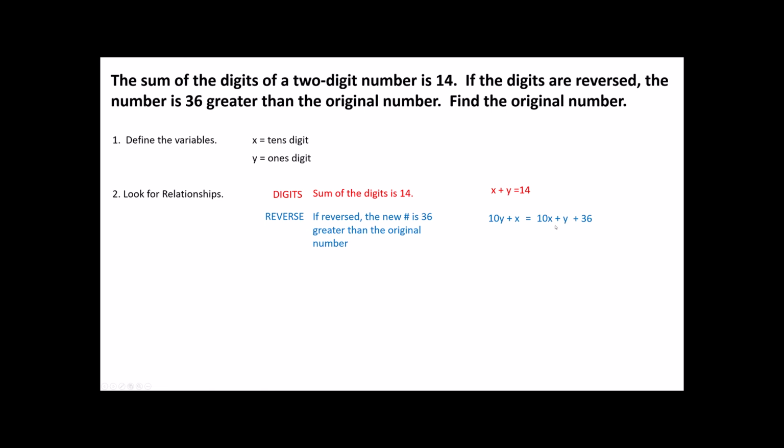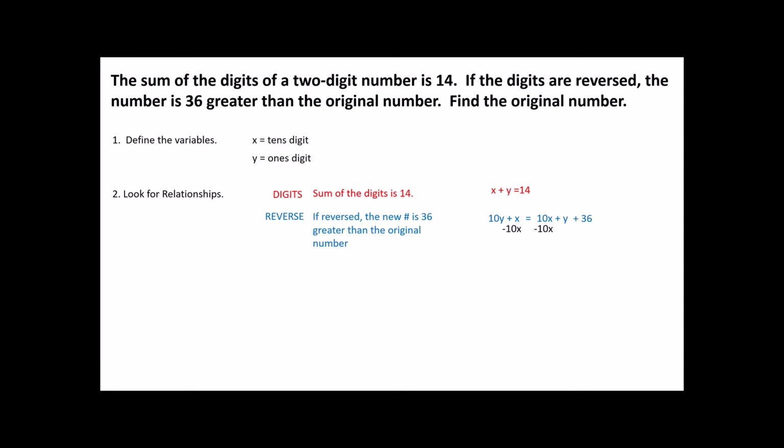It might be worth writing down somewhere that 10x plus y is always the original number and 10y plus x is always the reverse of the number. Now, this is our system. We have two equations. I don't like this second one because it's fairly complex. I am going to go through and simplify it just a little bit. I'll do this relatively quickly.